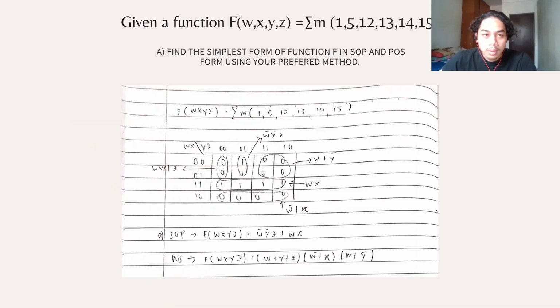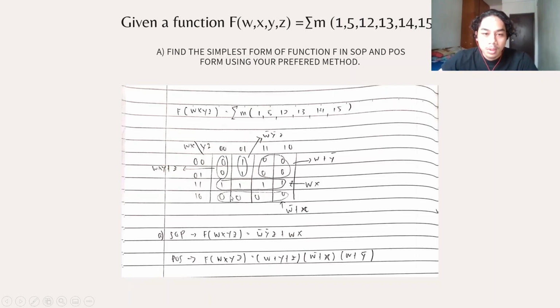So, the given function of midterm in 1, 5, 12, 13, 14, and 15. A. Find the simplest form of function f in SOP and POS form using your preferred method. The best solution to answer this question is by using the K-map. So this is the K-map I use from this midterm.